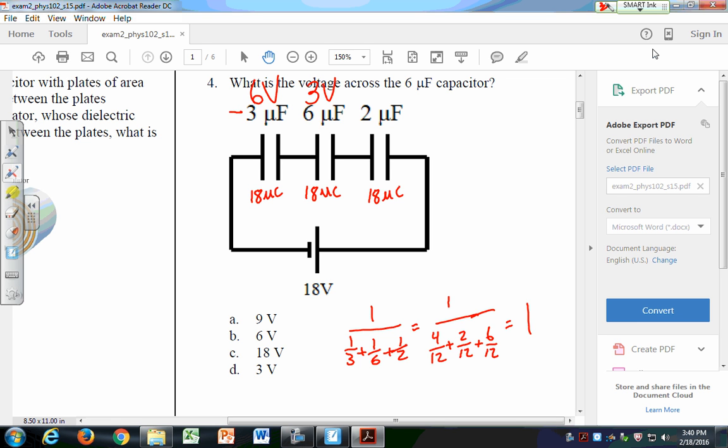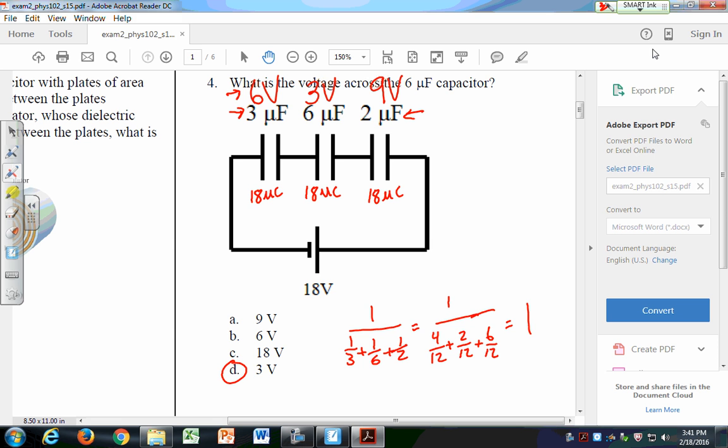I can find these others, 6 volts. This 3 microfarad is half the capacitance, so it has twice the voltage. And then over here, this 2 microfarad is a third the capacitance of the 6 microfarad, so it's going to have 3 times the voltage, or 9 volts. So I have 6, 3, and 9 volts. This is looking for the 6 microfarad, so it is B here.